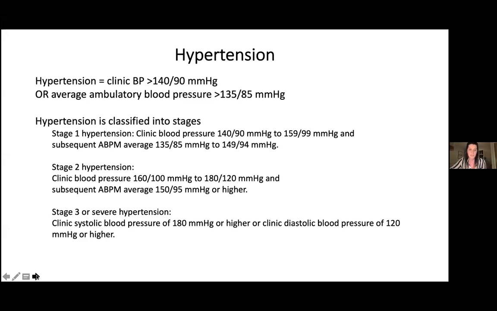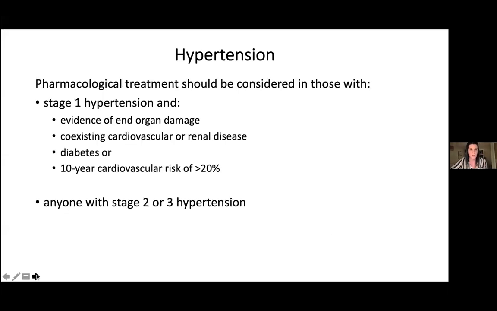We classify hypertension into stages. Stage 1 is a clinic blood pressure over 140 over 90, stage 2 is over 160 over 100, and stage 3, the scary one, is severe hypertension, when the systolic is over 180 or the diastolic is over 120. In terms of treatment, pharmacological treatment should be considered in those with stage 1 hypertension who have organ damage, cardiovascular disease, renal disease, diabetes, or a 10-year cardiovascular risk of greater than 20%. We also treat anyone with stage 2 or stage 3 hypertension.